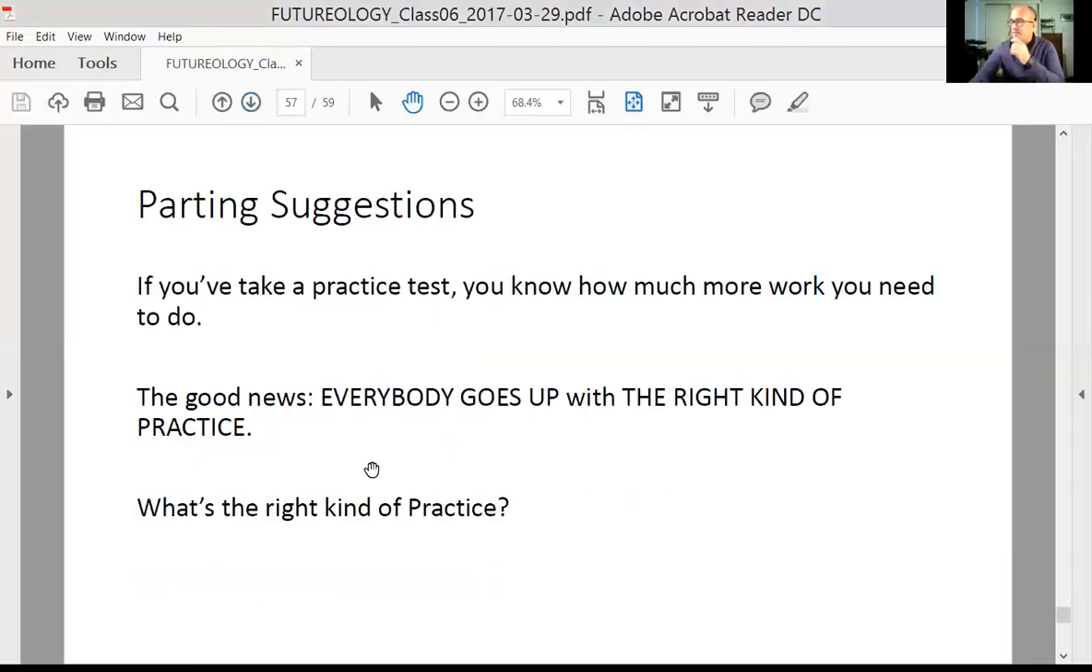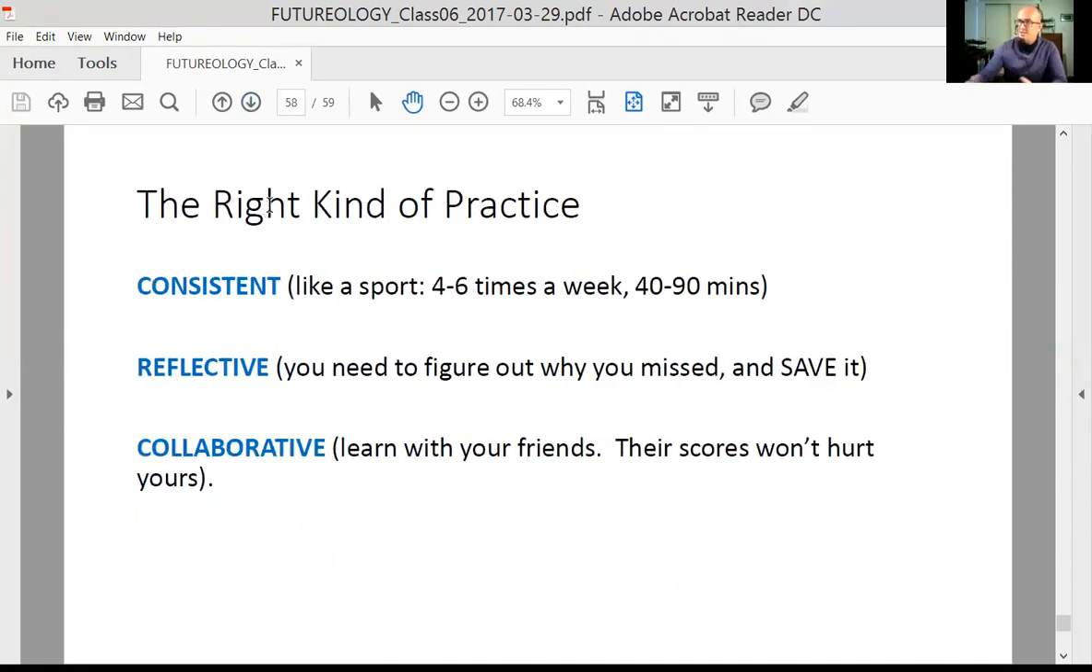So moving back to the end of our little lecture, some parting suggestions. If you've taken a practice test, then you know how much more work you need to do. And the good news is that everybody's going to go up with the right kind of practice. And the right kind of practice, and I said this last time, is to be consistent.